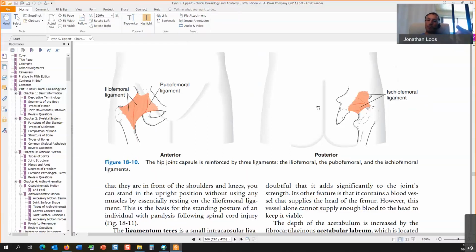You happen to have three bones that fuse to make the pelvis, so just keep track that the iliofemoral is coming from the ilium, the pubofemoral is originating at the pubis, and the ischiofemoral is coming from the ischial bone.